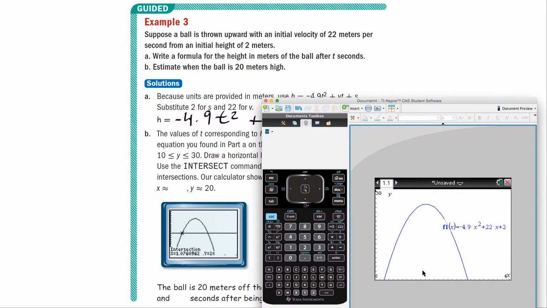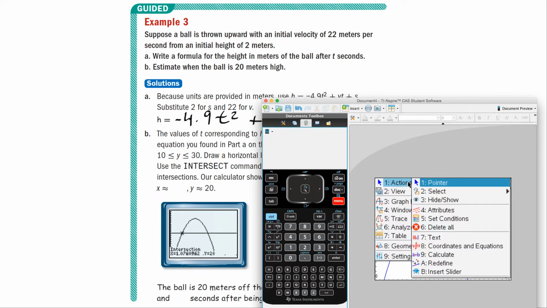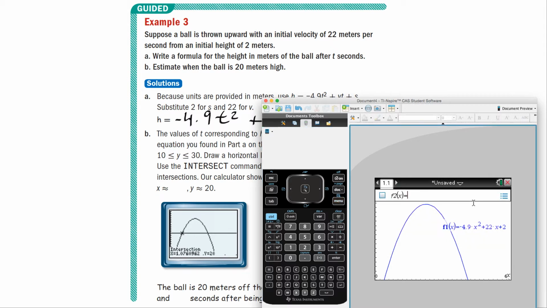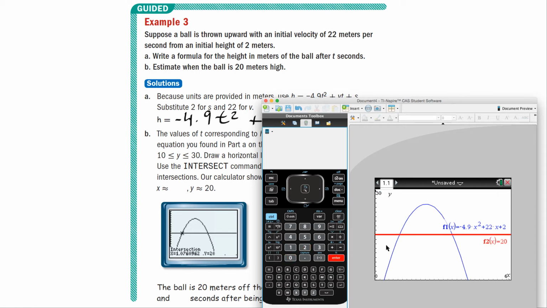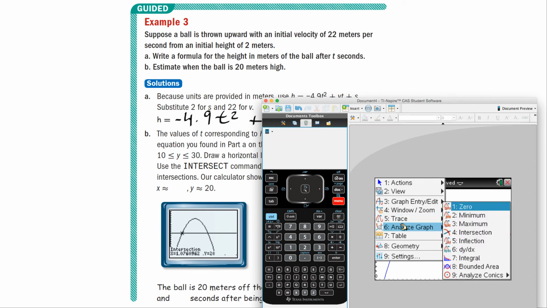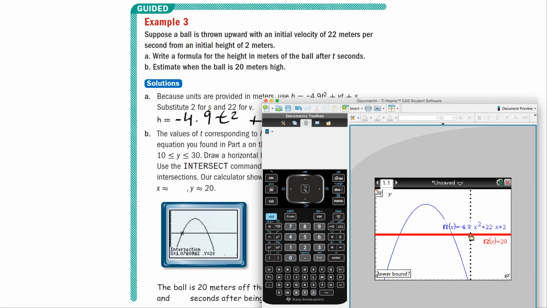I'm going to go to menu, graph function, and what was the height I was after? The height was h equals 20, so I put in 20, enter it, and I now have my horizontal line. Go to menu, analyze graph, intersection, lower bound, upper bound. I have 1.08 and 20.